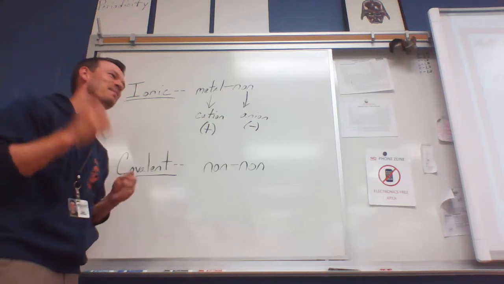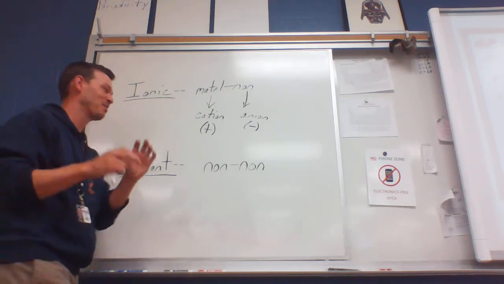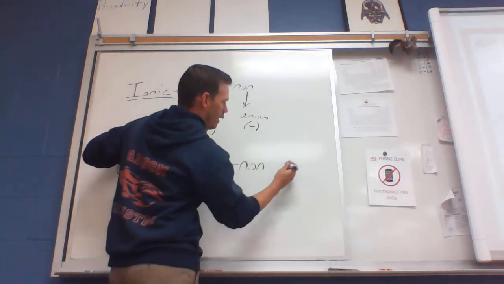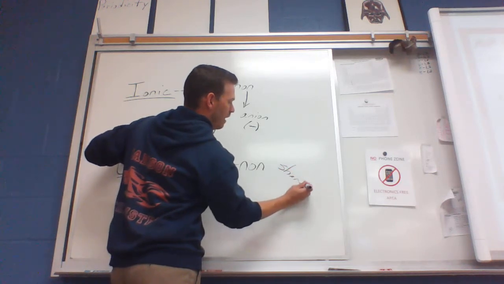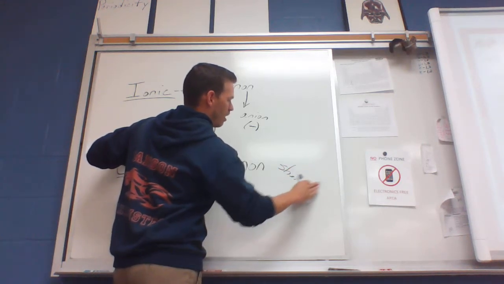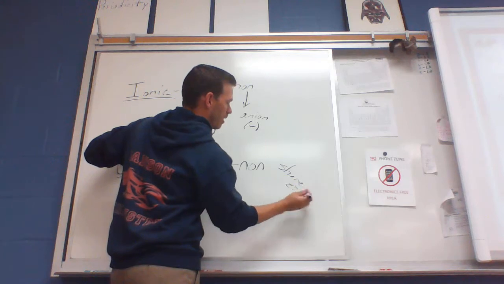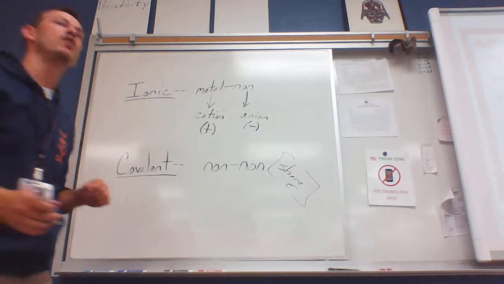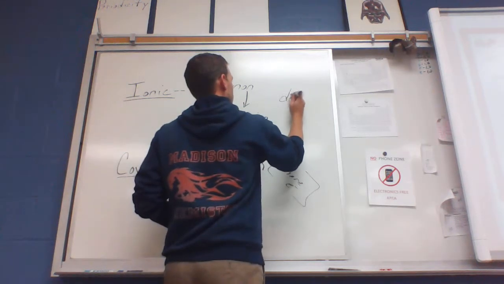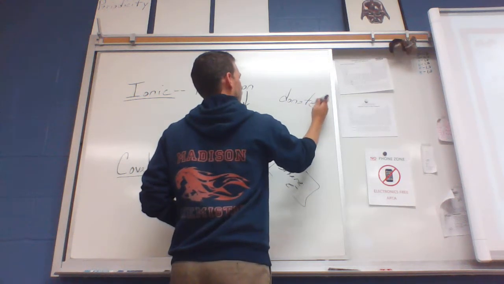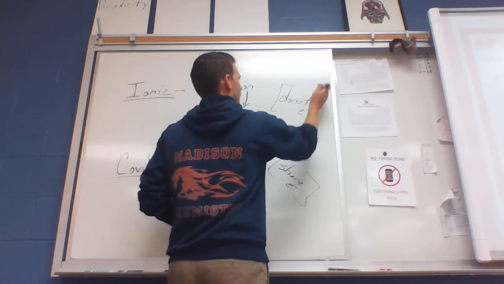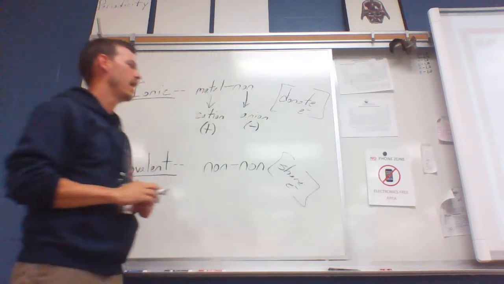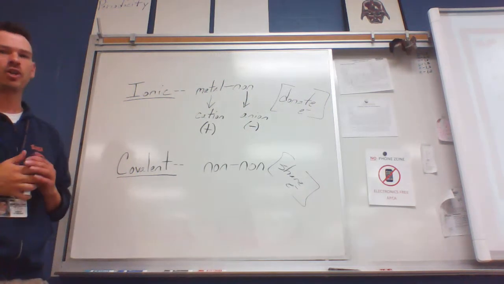Y'all want sigma to be the answer so bad. That's hybridization. We'll do that later. All right. Covalents share electrons. And what do ionics do? They donate. So just another thing to keep in mind as we start to look at the nomenclature of the two.